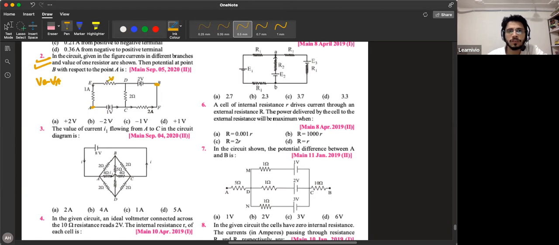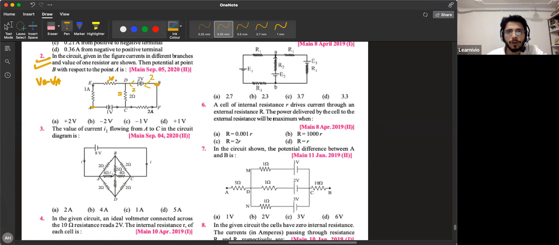This resistance is not given, so we will not go through this path. We will go through this path. Noah, what is the current through this 2 ohm resistor? Your answer is correct. What is the current through this 2 ohm resistor? See, this is 2 ampere current. The 2 ampere current is here. The 2 ampere comes here.